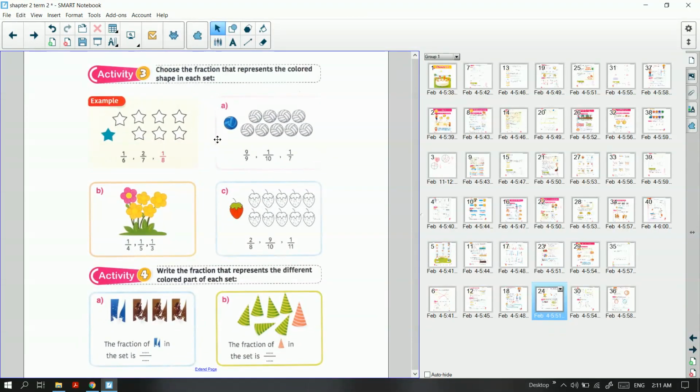Choose the fraction that represents the colored shape. So 1, 2, 3, 4, 5, 6, 7, 8. So I have 8, and the shaded part is 1. How many in all in total? 1, 2, 3, 4, 5, 6, 7, 8, 9, 10. So we are going to take the one which has a denominator of 10.